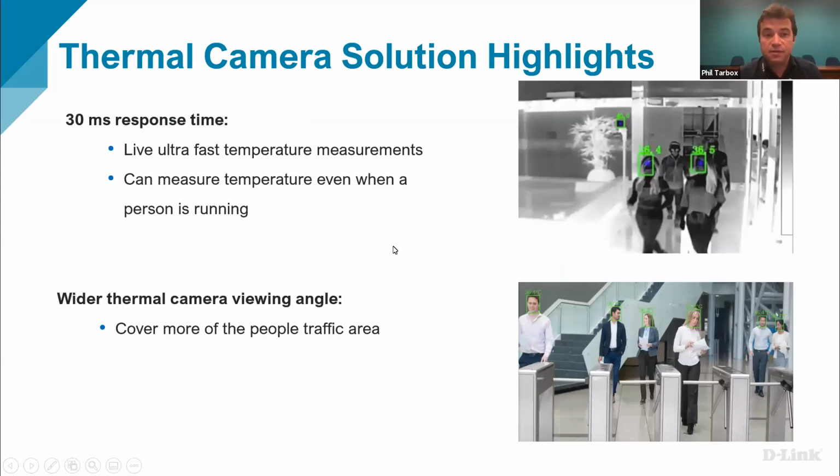Of course, having a very fast response time is really important as well, particularly when dealing with a large number of people, with people that aren't lining up, that aren't coming through in some sort of uniform manner, with people entering an office environment, as you can see in the picture at the bottom right, where they're just continuing about their business. The camera is able to pick up many people very quickly, even when someone happens to be running as well. Of course, having a wide viewing angle allows us to cover more of the area that's being trafficked by people.